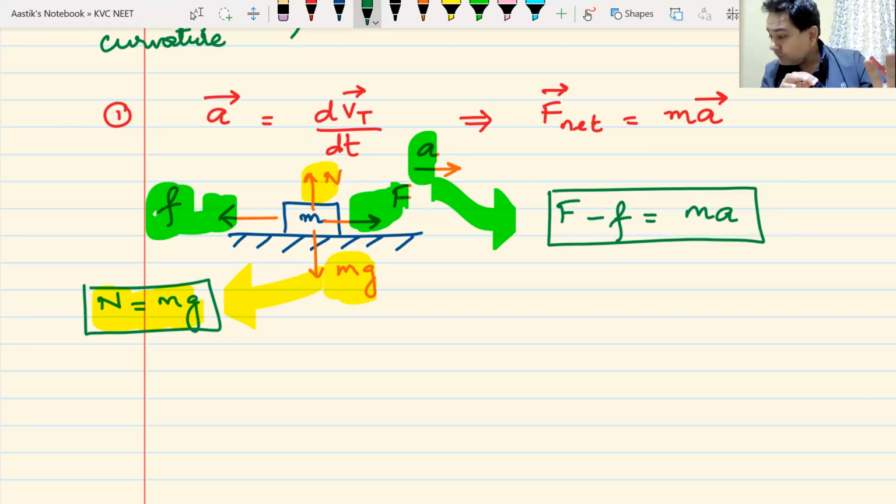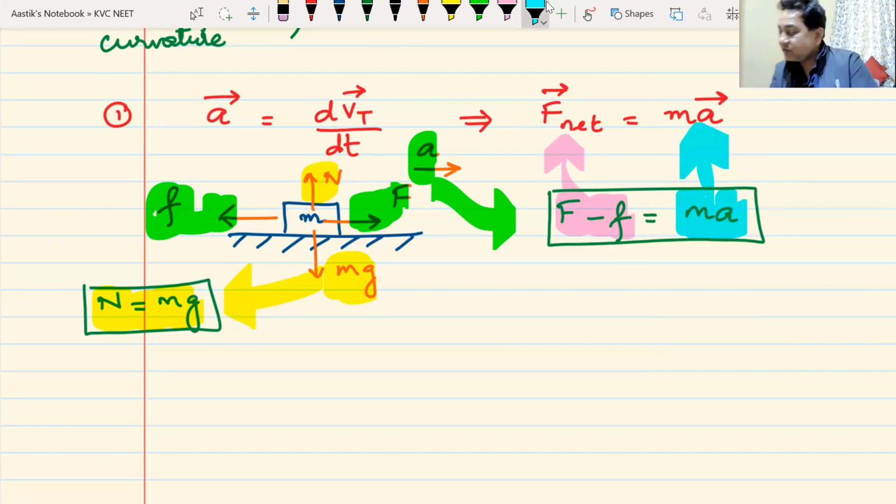Anyways, F minus f is equal to ma. Now here, F minus f is nothing but your net force. I hope you understand this. And this m into a is your Newton's second law. F net is equal to ma. That is how we have written this equation. So now I can relate this acceleration a with Newton's second law of motion. This acceleration multiplied by the mass m will give me the net force acting on the particle.